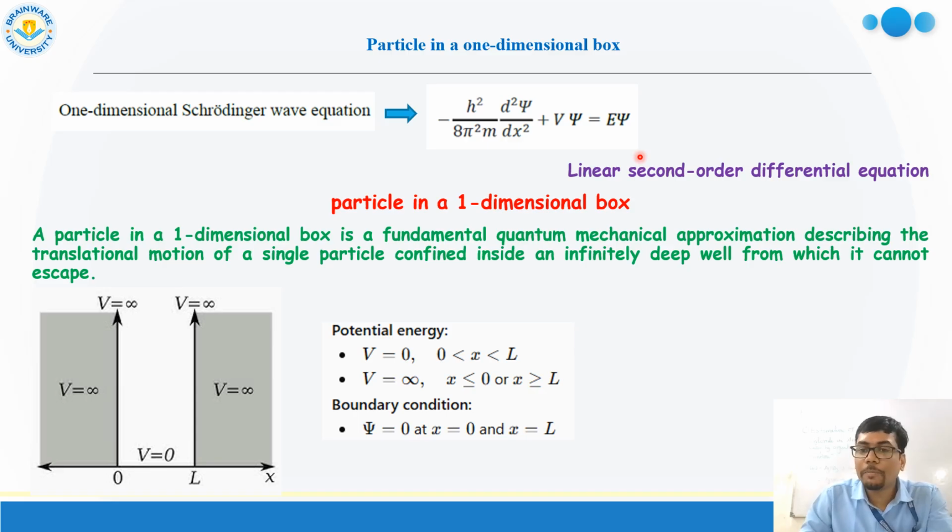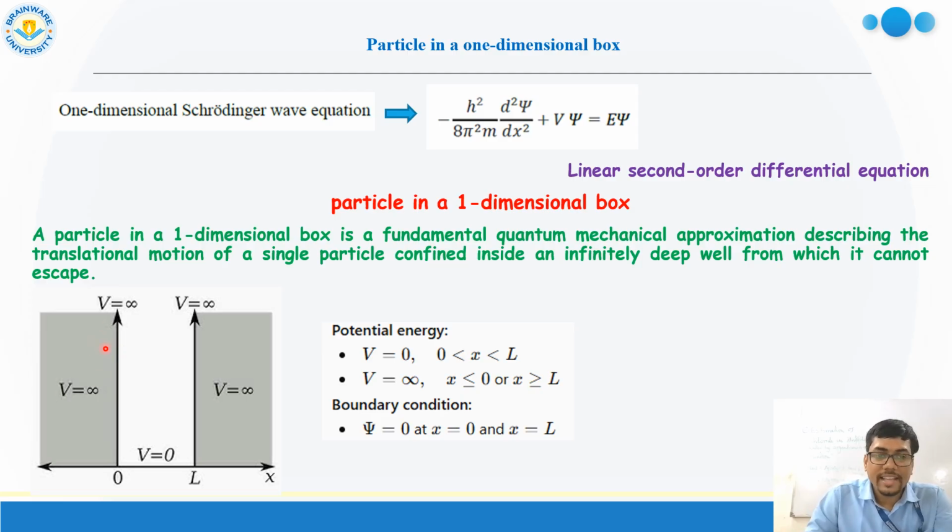But the problem is that the solution of the Schrodinger equation, this second order linear differential equation, is not too easy. Sometimes it is very time consuming, and sometimes it gives inaccurate results. So to explain the Schrodinger equation, or to get an idea about the wave function, it is better to choose a simple ideal model. That is basically the particle in a one-dimensional box.